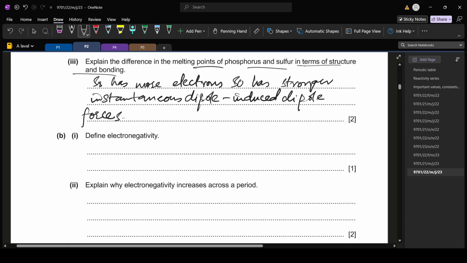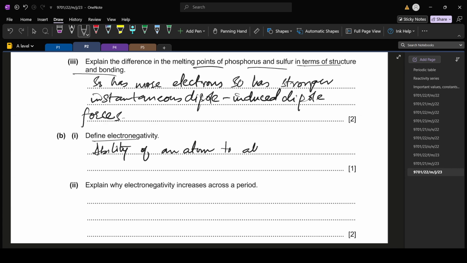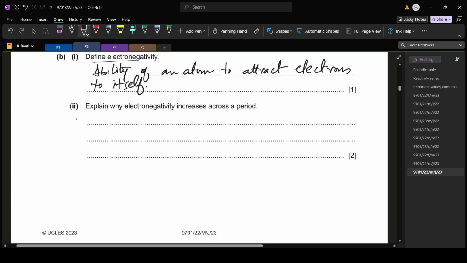Now define electronegativity. It's the ability of an atom to attract electrons to itself. Or you can also write that it is the power of an atom to attract the electrons to itself.